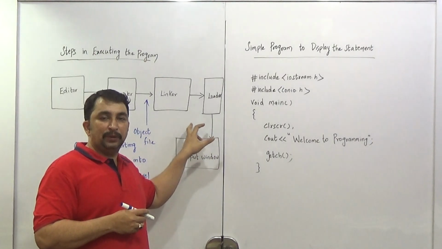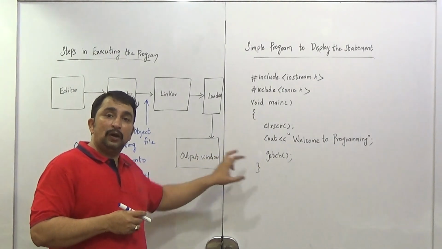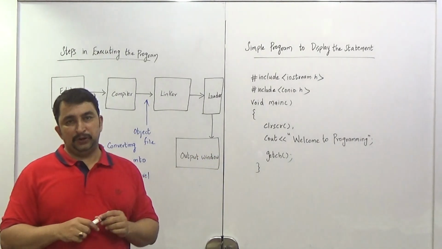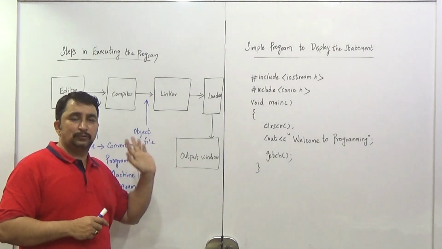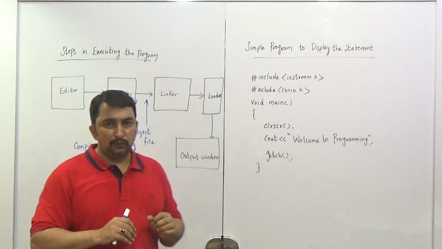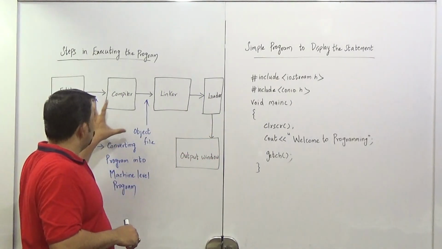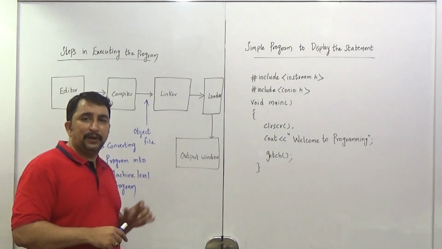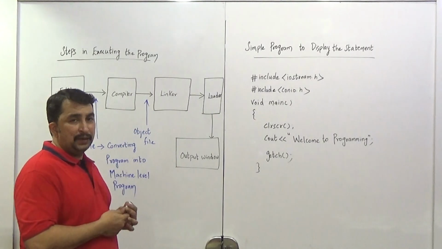From memory, the output of the program will be given into the output window. So this is all about the basic steps of programming. It's not simply typing the program in the editor and getting the output. You have to do certain steps. First you need to compile the program. The compiler is a software.